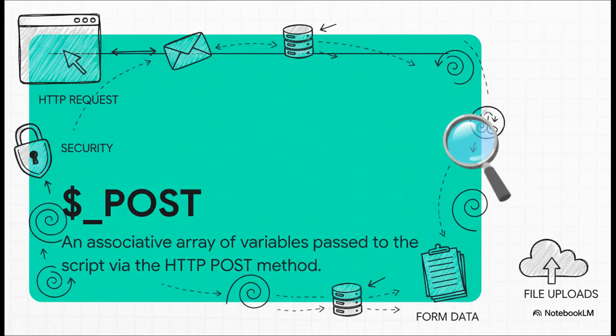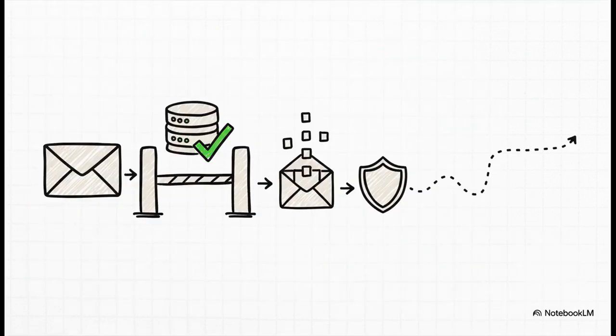Next is the $_POST array. It works just like $_GET, but it collects data that was sent in the body of a POST request, which is typically what happens when a user submits a standard HTML form. The data isn't visible in the URL, but PHP grabs it all the same. In this example, you can see a best practice. We first check if the request method was actually POST, using our $_SERVER variable. If it was, then we can safely grab the name field from the $_POST array.